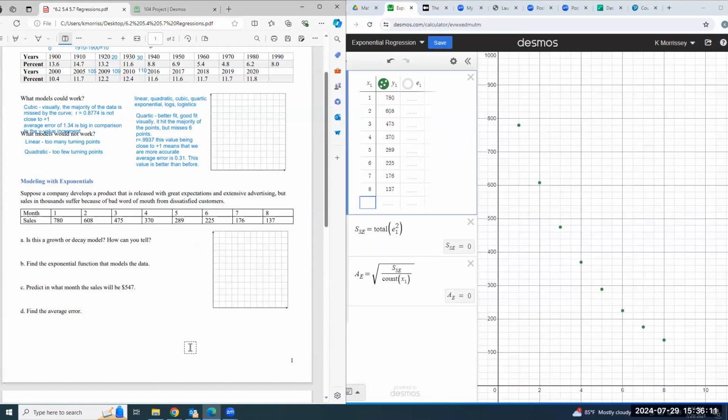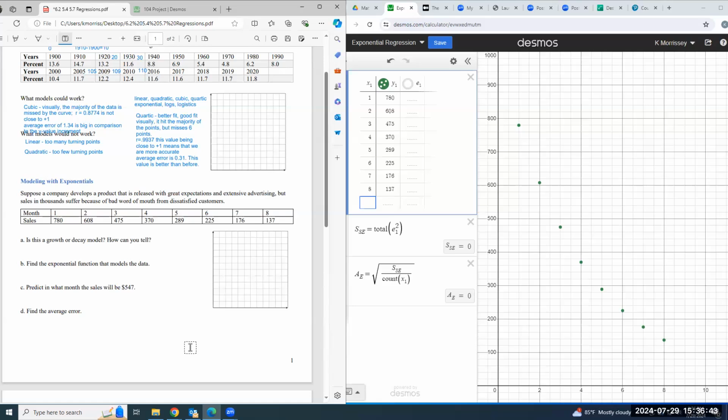Welcome to Math 104. We are talking about exponential growth and decay models. Later on in this video, we're going to cover power, power one, a logistic, and a logarithmic as well. So stay tuned for that. Now, if you have not watched the previous videos on cubic, quartic, linear, average error, and quadratic, please do so before you get started with this video, because we're going to be kind of skipping over the foundations portion.